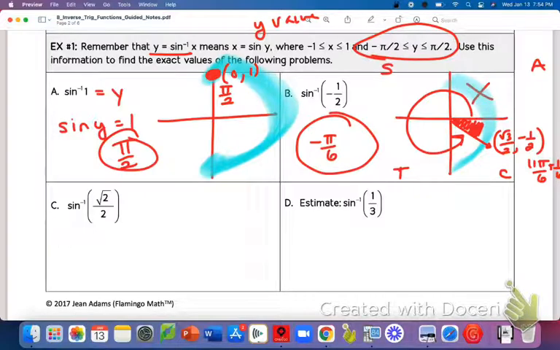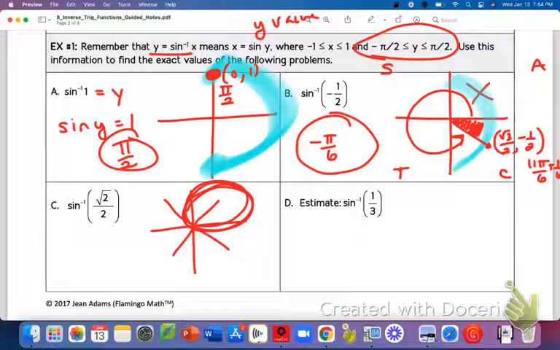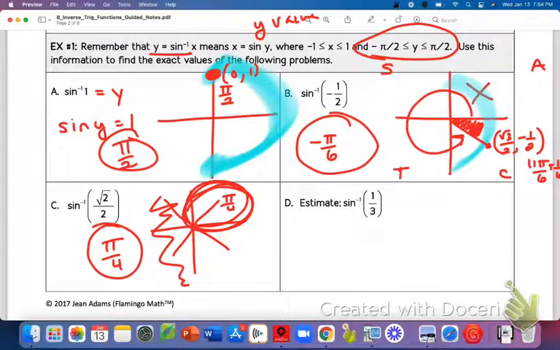For C, √2/2, those are easy, right? All of our quarters are √2s over √2s for both the x and the y's, and the signs are just dependent on which quadrant we're in. So where is it positive? It's going to be here in quadrant 1, because I don't care about this side. And where is that? Pi over 4. You should be able to get your quarters pretty good from your unit circle, depending on what the sign is.